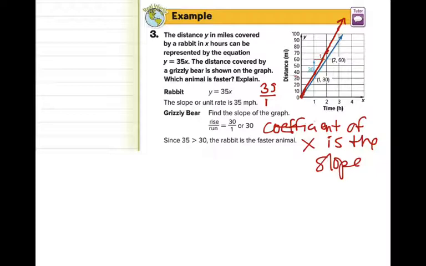So in your notes, definitely either show in the graph that they're different, or show with words.